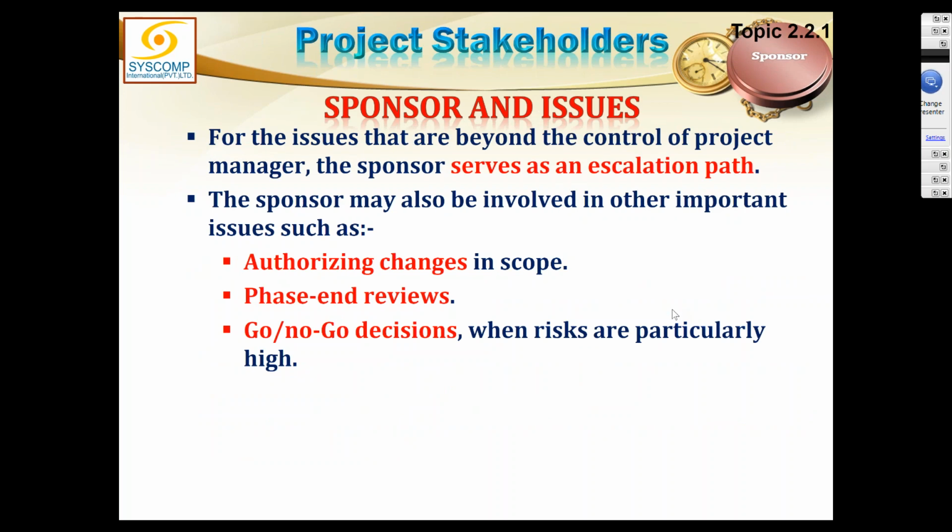The sponsor and various issues where he manages by exception. Issues that are beyond the control of the project manager are brought to the notice of the sponsor. They are being escalated, so there must be an escalation path defined. The matters which cannot be resolved by the project manager, he will escalate to the sponsor for his orders or permission. Moreover, the sponsor may also be involved in other important issues like authorizing all the changes to the scope. So that is where he steps in.